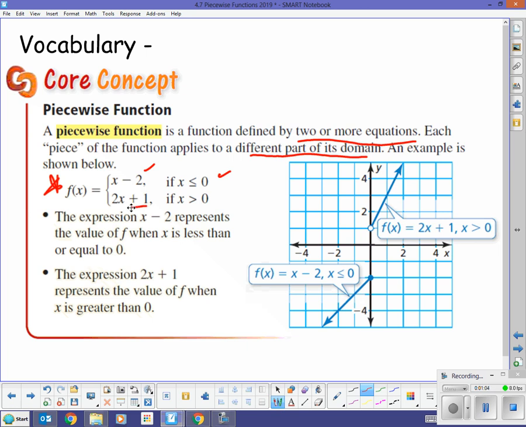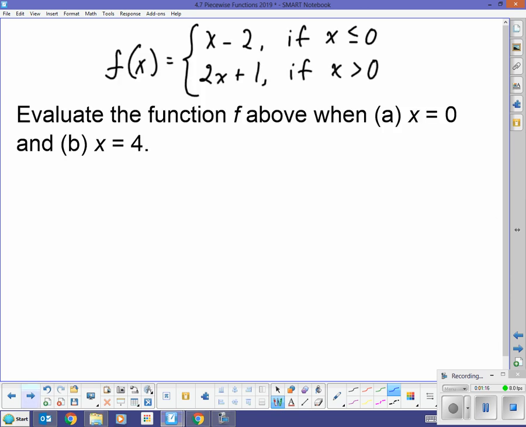This function will be repeated on the next page because we're going to use it to answer this question. Evaluate the function above when a, x is 0, and b, x is 4. Well, f of 0. X is 0. If x is less than or equal to 0, we're going to use the first one. So it's going to be x minus 2. So 0 minus 2 equals negative 2. So f of 0 equals negative 2.